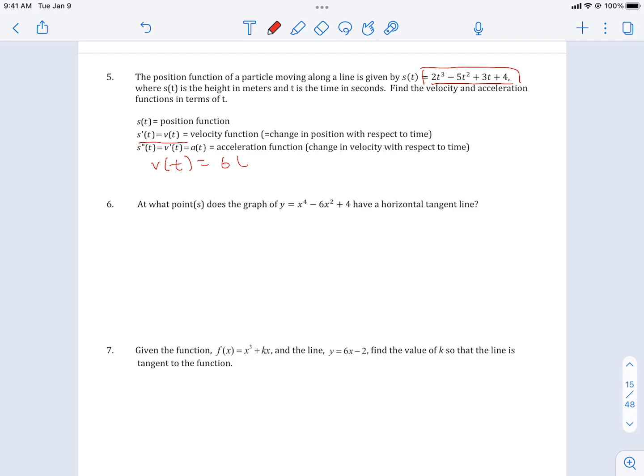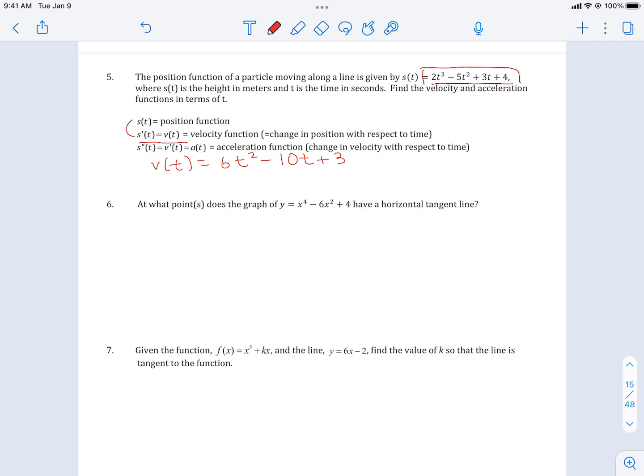So bring down the power, reduce the power by 1, do each term separately. So this is my velocity function in terms of t. Now, the change in velocity with respect to time is the derivative of the velocity function, and that's going to give you your acceleration function.